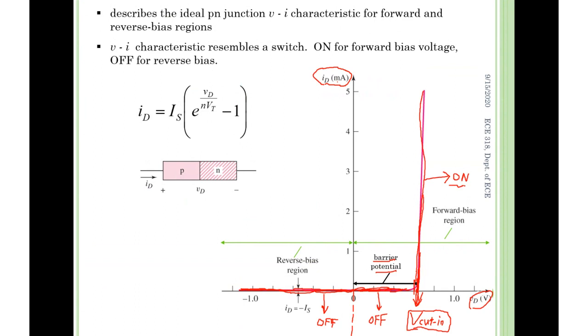Any questions so far? Any questions regarding reading, how to read this IV curve? Because we're gonna read the IV curve for transistors as well. So you need to get used to such a characteristic IV curve. All right, if this is fine, then we can move on.